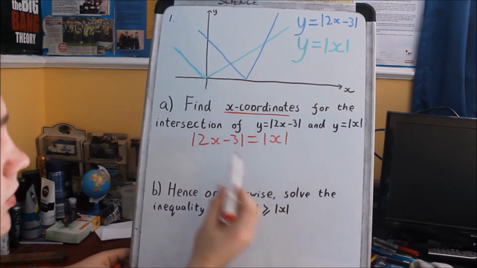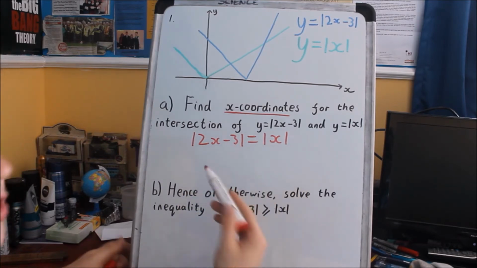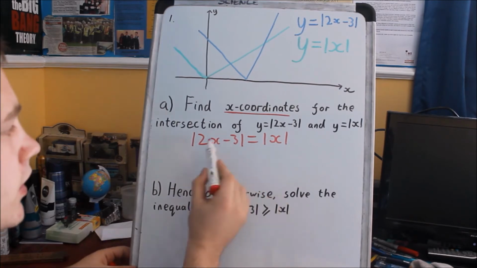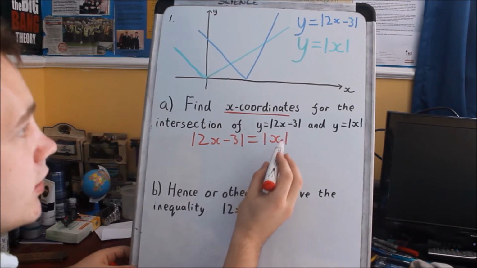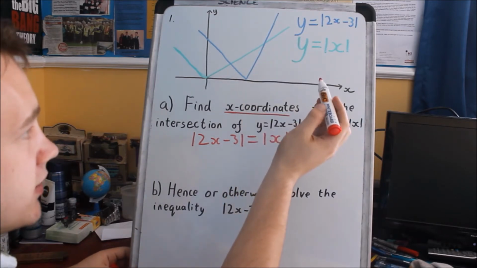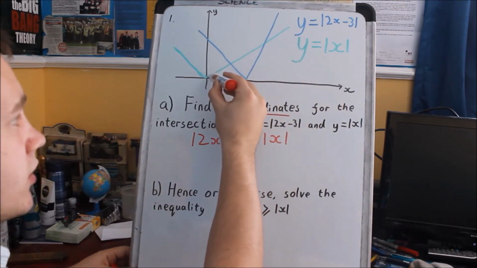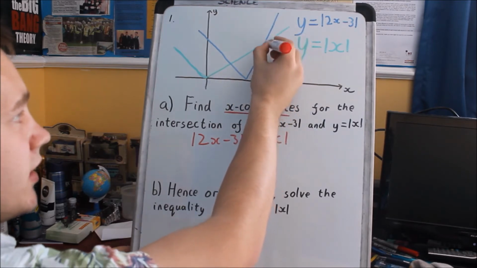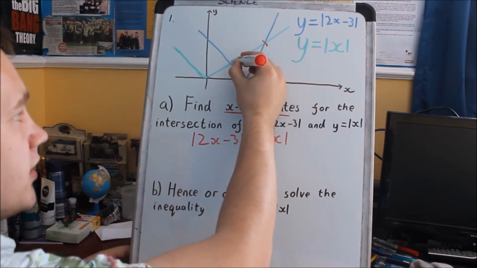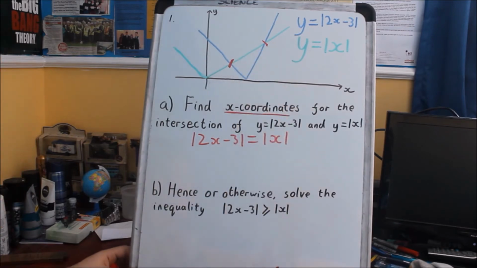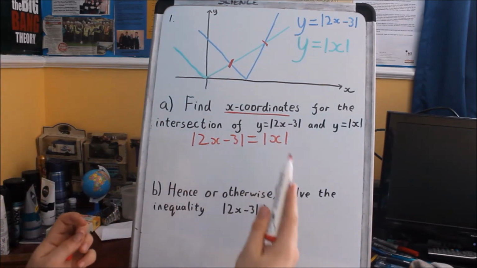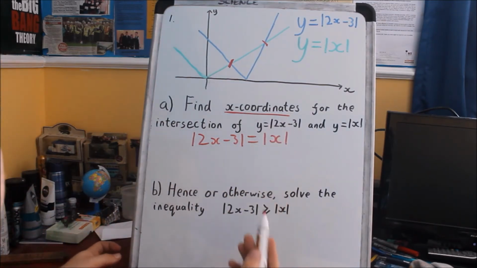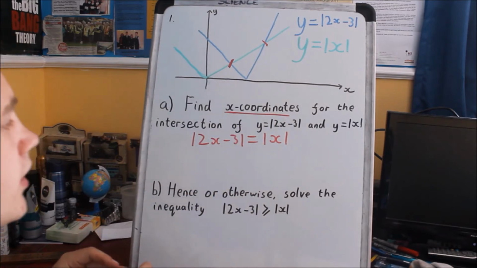Now the question is, which of these is positive and which is negative and what's going on? So the mod 2x minus 3 is the blue line and the mod x is the green line. So where do they intersect? They intersect here at this point, and then they intersect here at this point, when the green line's going up. Those are the only 2 points it intersects, so we can expect 2 x coordinates. Some people equated them multiple times and got 4. That isn't right, there's only 2 intersections here.